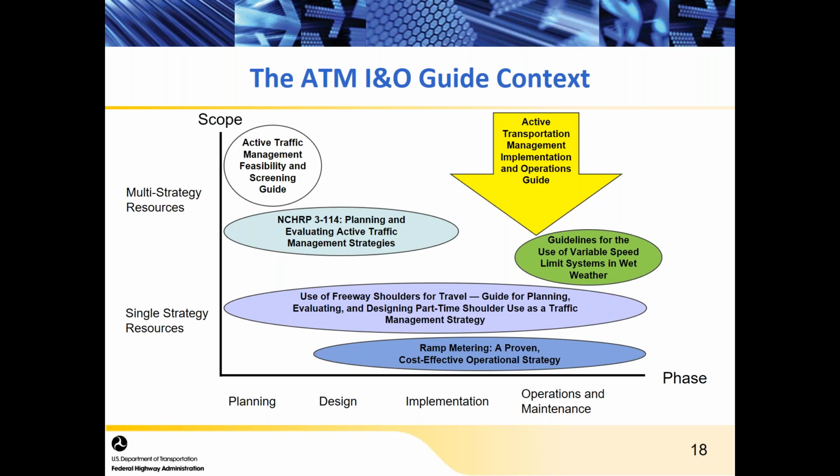If you're familiar with the concept of ATM, you've heard about it over the last, say, 10 years, and there's a lot of information out there. So what we first did was identify the context of this particular document. As you can see, the scope of ATM ranges from single strategy resources, say you just want to deploy ramp metering, to multi-strategy resources like what you're going to hear about from Ben in Washington State, where it's a broader multi-strategy deployment, which involves different aspects.